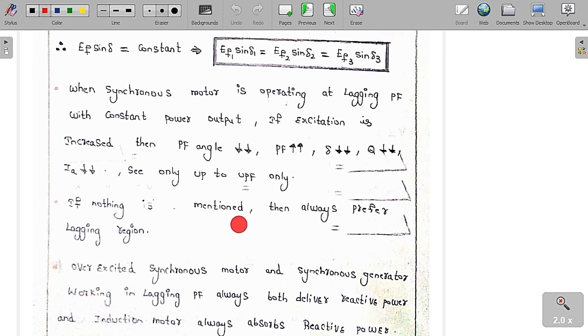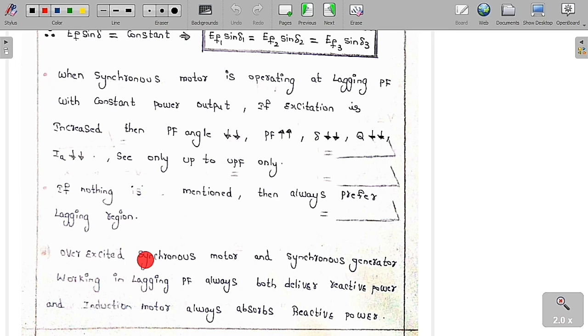If nothing is mentioned in the question, then always prefer the lagging region. Means you have to start your analysis from the lagging region if they have not mentioned anything. So we can say that over-excited synchronous motor and synchronous generator working in lagging power factor both deliver the reactive power, and the induction motor always absorbs the reactive power.